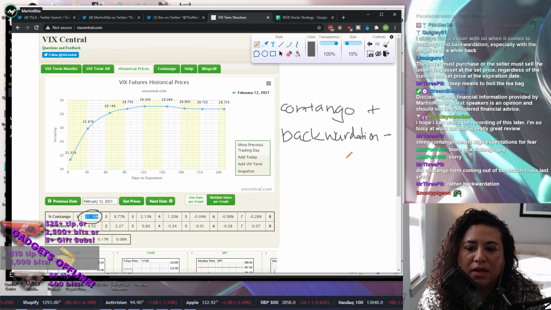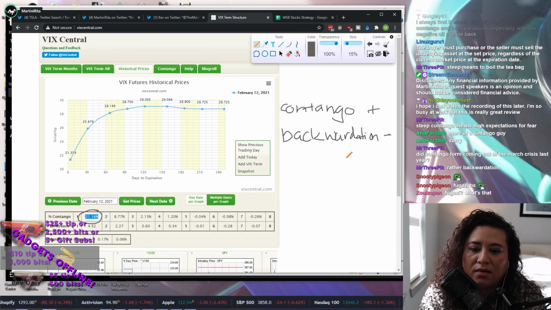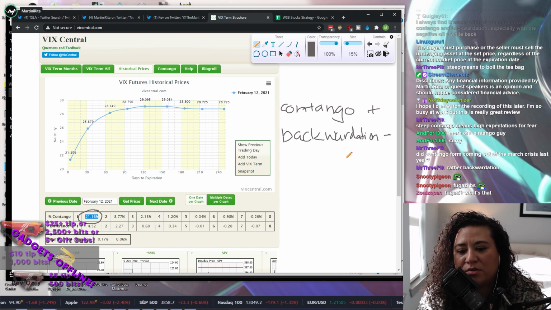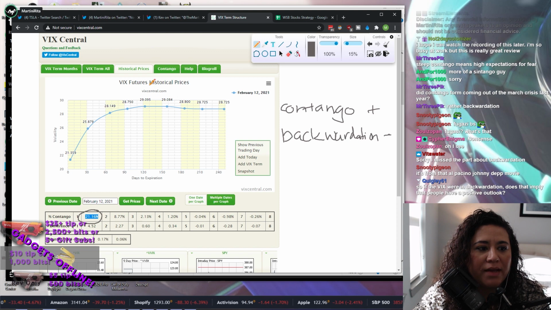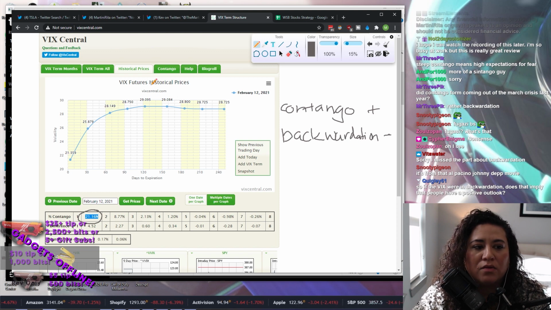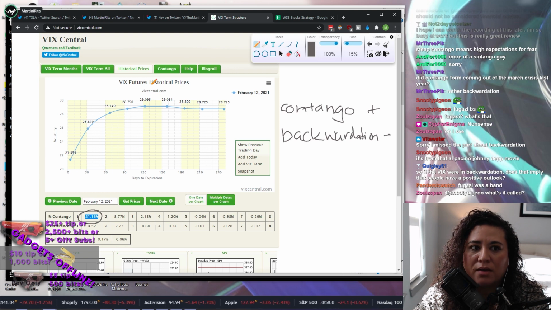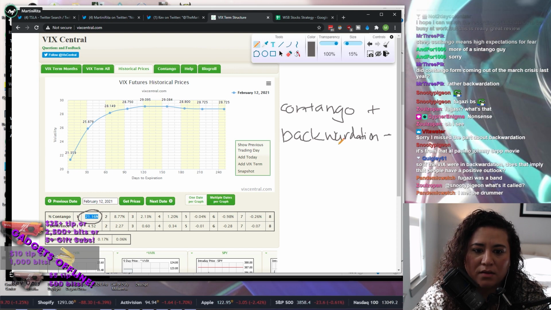Did Contango form coming out of the March crisis last year? It did. It went above. Fugazi, I take it from the Wolf of Wall Street movie when he says it's a word for fake. You can go back in here and see what it did for different days. Maybe you want to see how it performed, right?